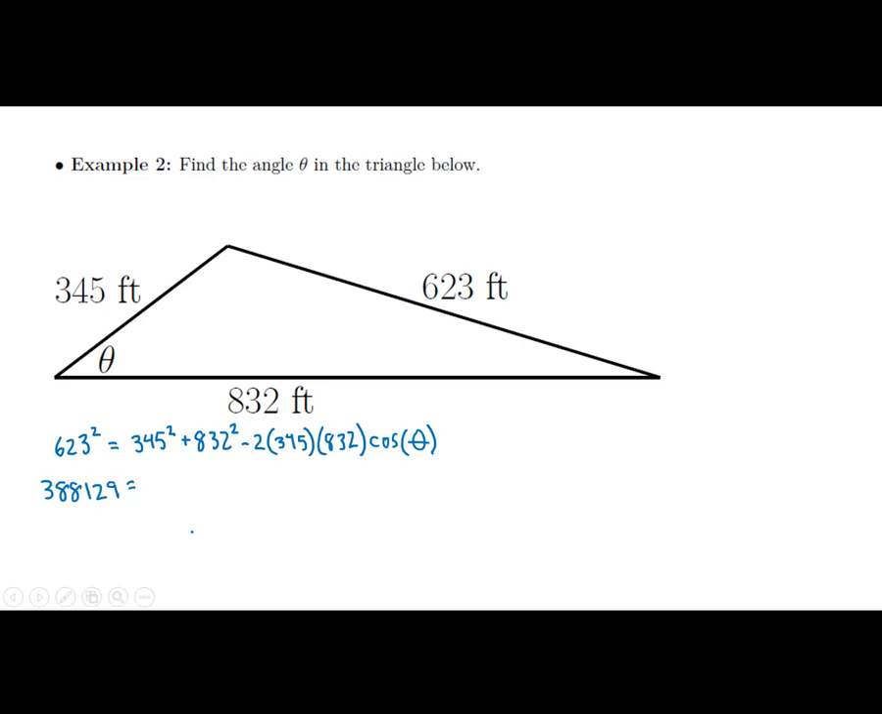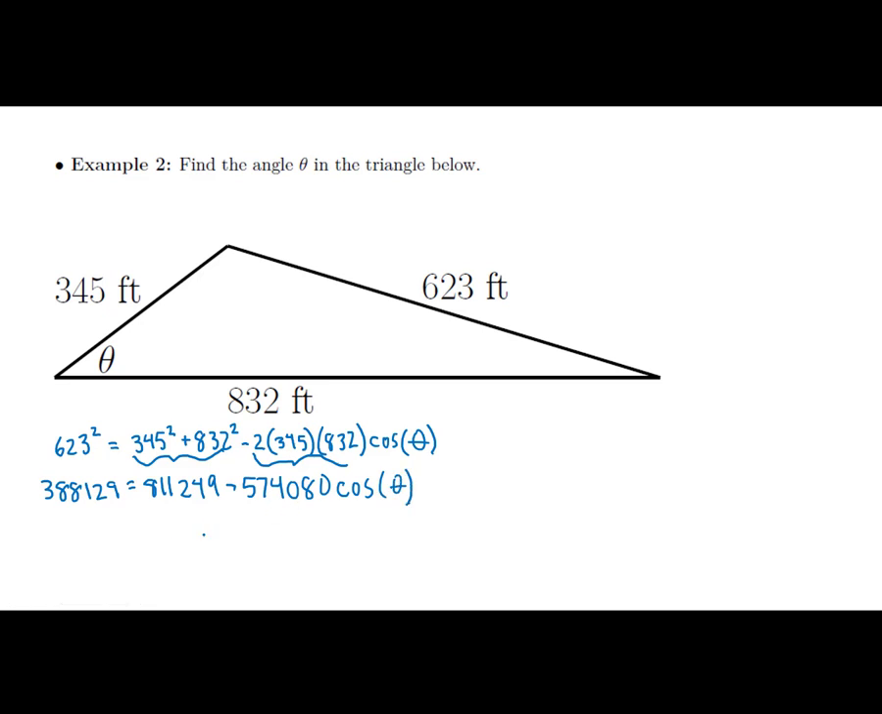388,129 is equal to, and I'm going to put these together in one step. Those two become 811,249 minus, and then this all becomes 574,080 times the cosine of our angle.